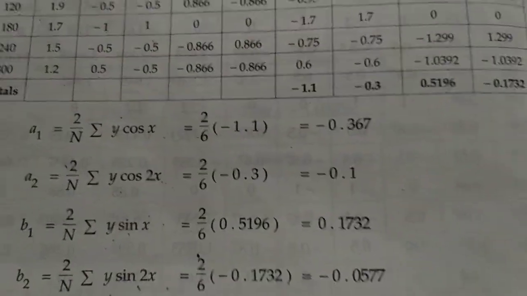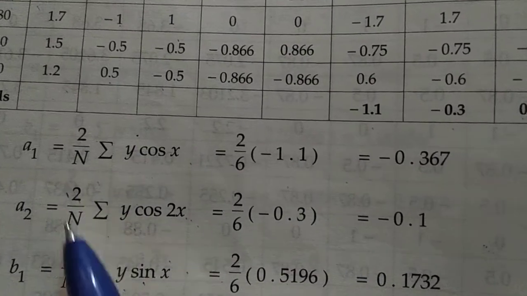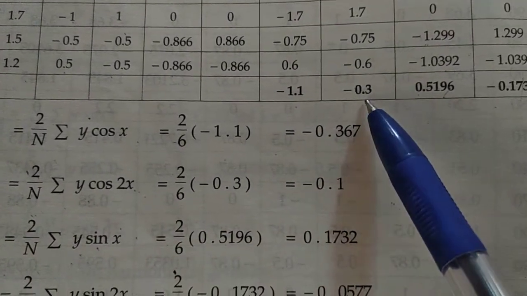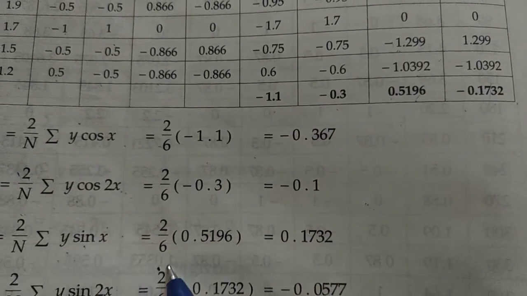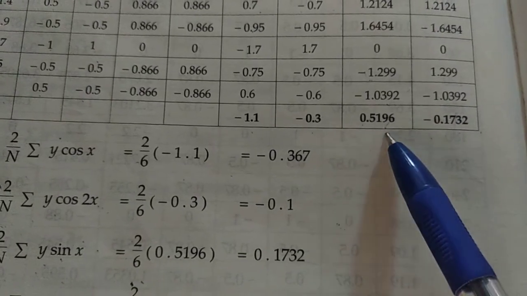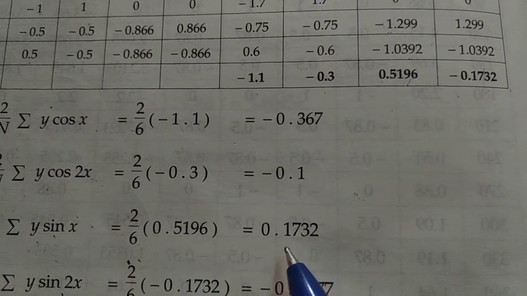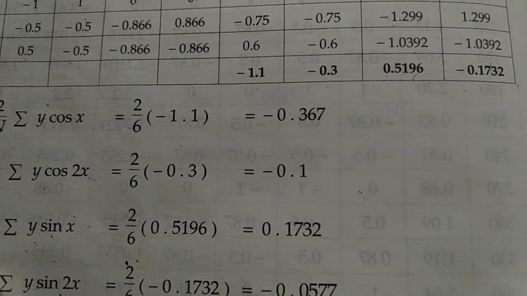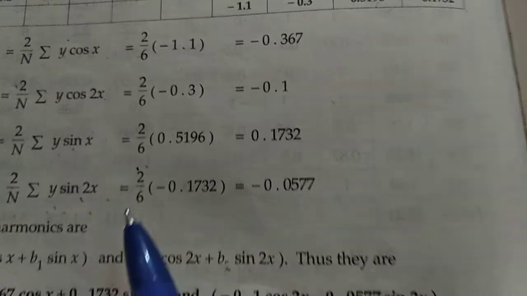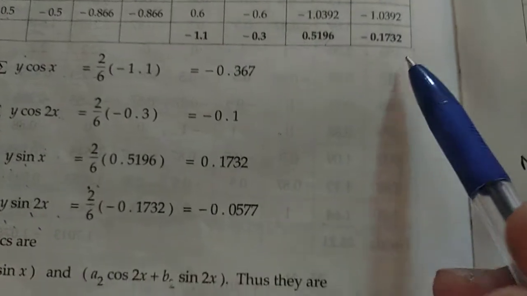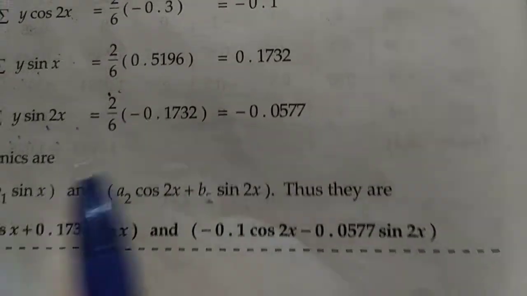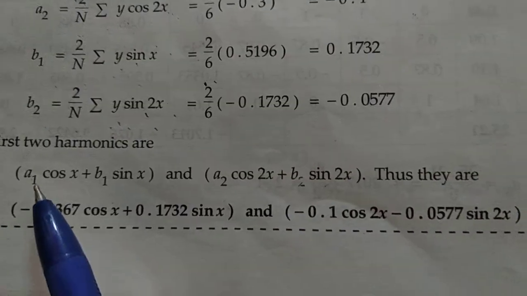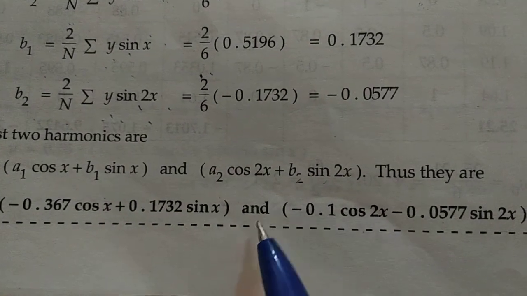Similarly, a2 is equal to 2 by n, so 2 by 6 summation of y cos 2x. So that is minus 0.3. Simplify, we will get minus 0.1. b1 is 2 by n, 2 by 6 summation of y sin x, so 0.5196. Simplify, we will get 0.1732. b2 is equal to 2 by n summation of y sin 2x. So 2 by 6, and the y sin 2x answer is minus 0.1732. Simplify, we get minus 0.0577.